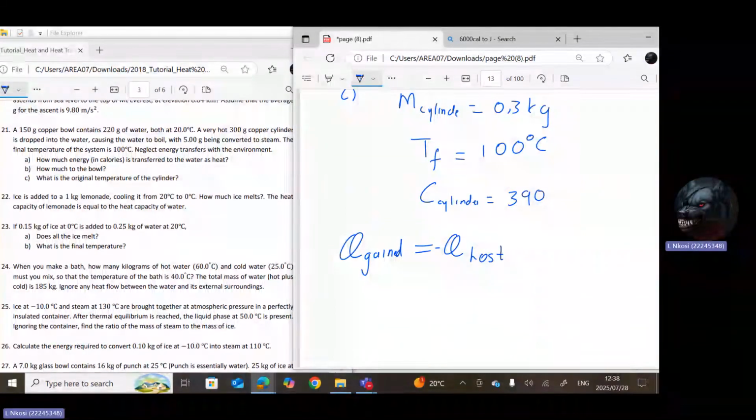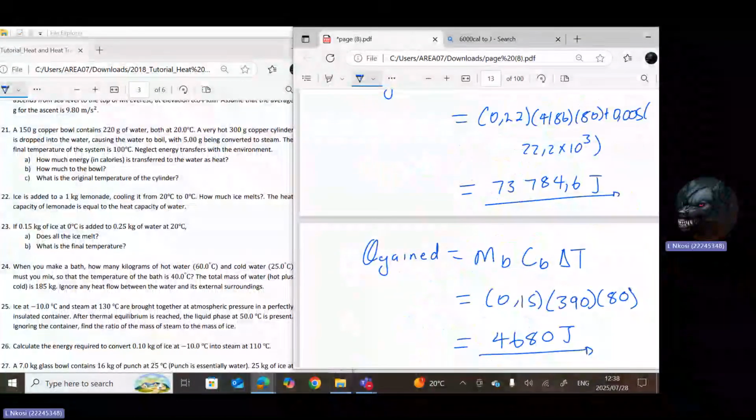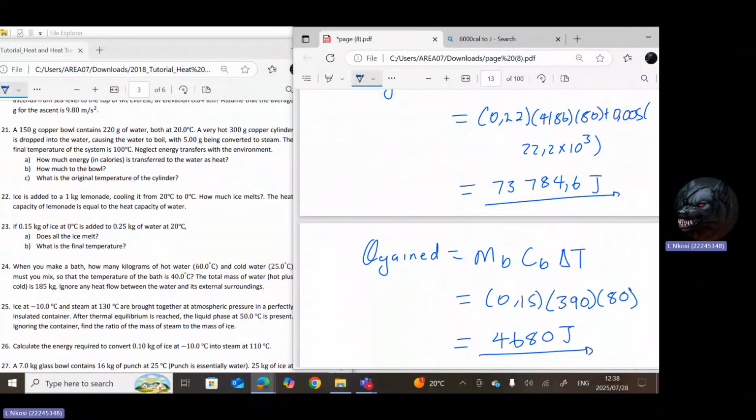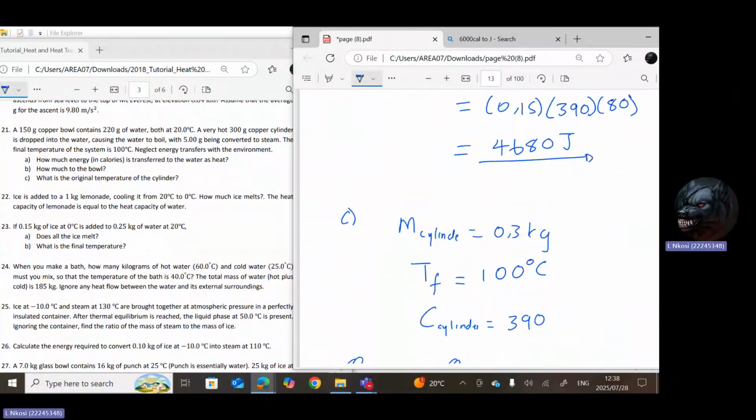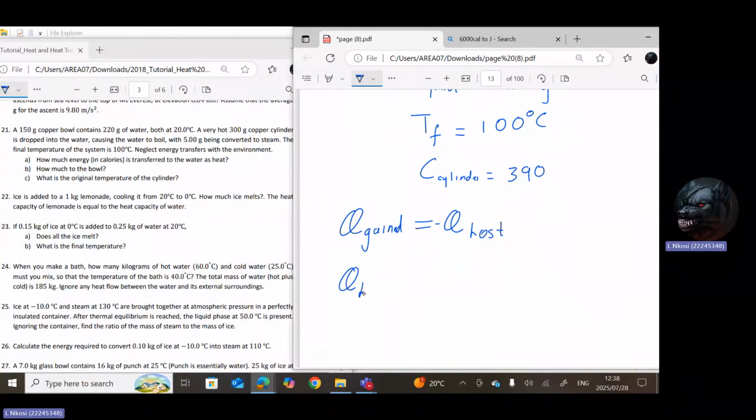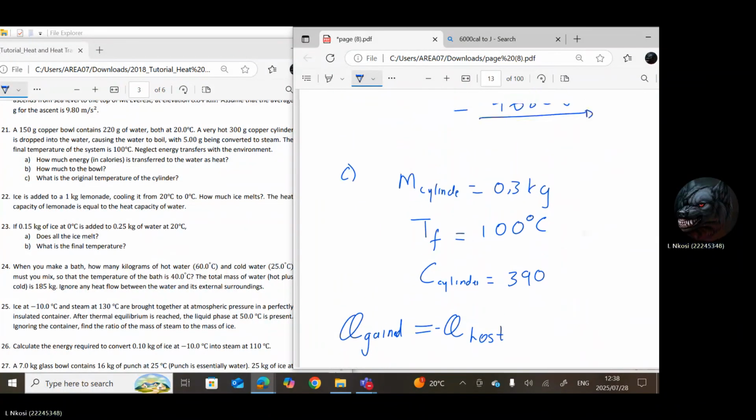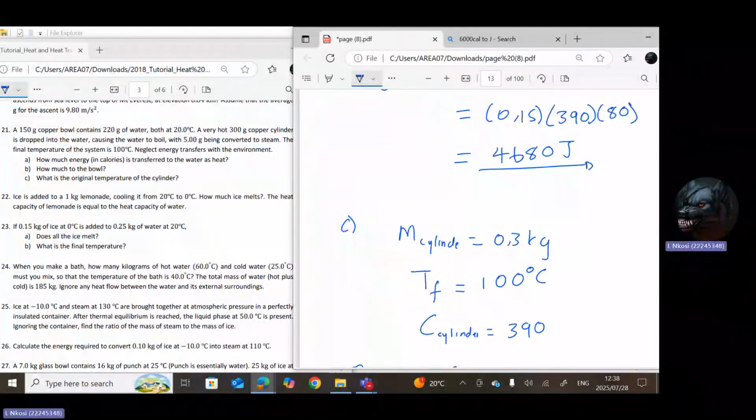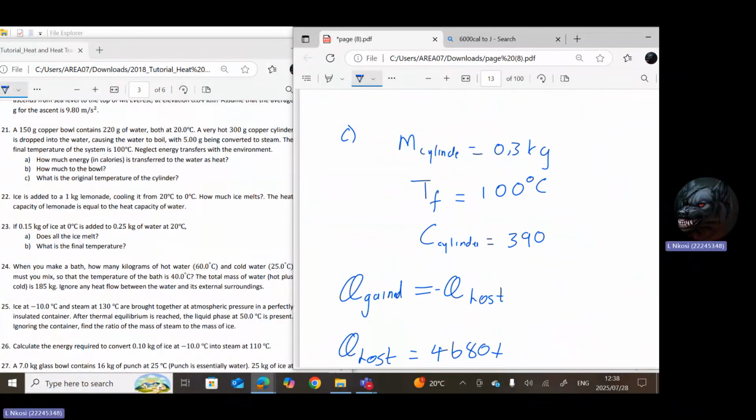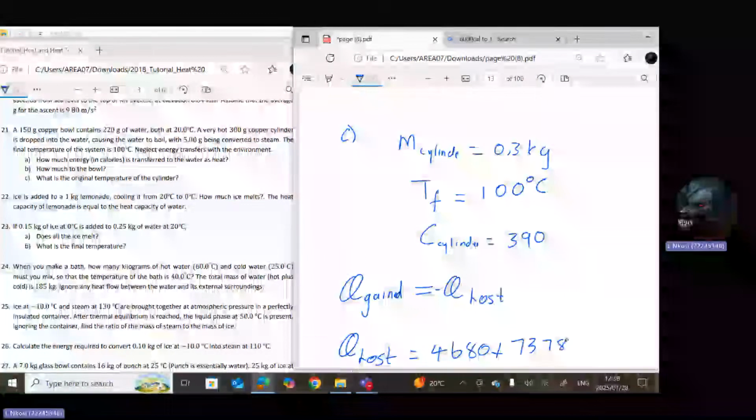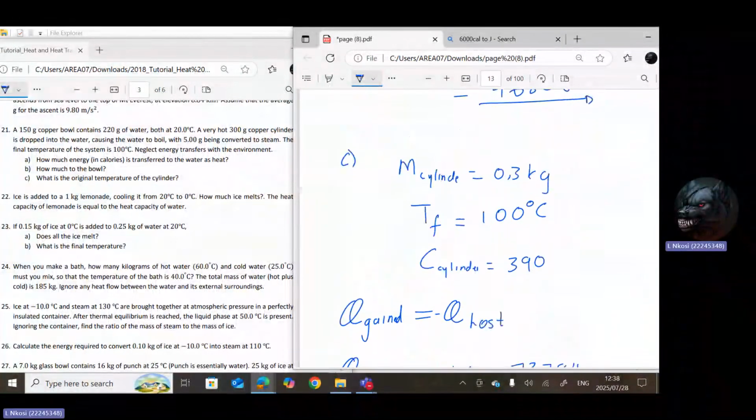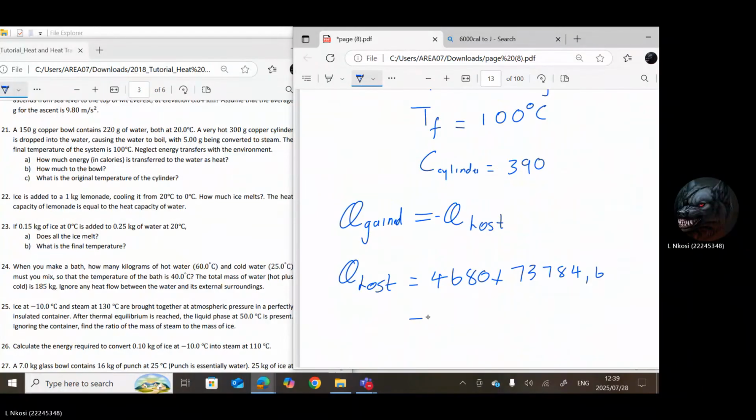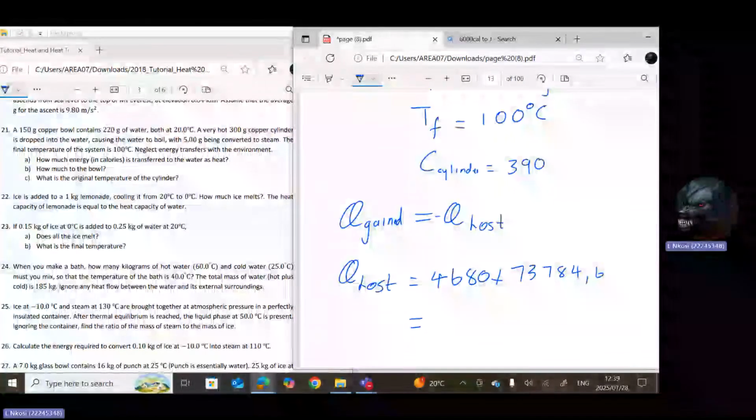The cylinder will lose heat. The copper bowl and the water will gain it. So we calculate the heat gained by the bowl and the water. Calculate heat lost now. Heat lost will be 4,680 plus 73,784.6. So this is the total heat gained.